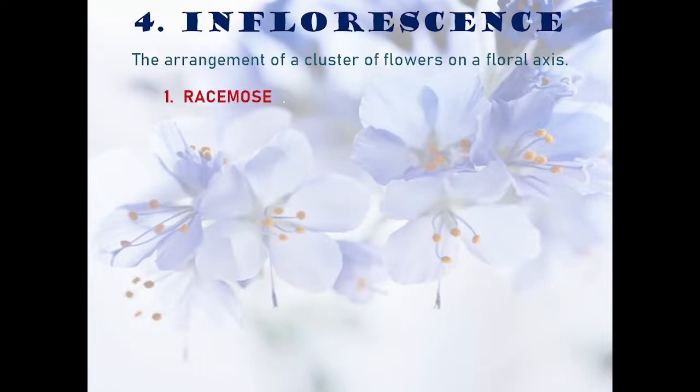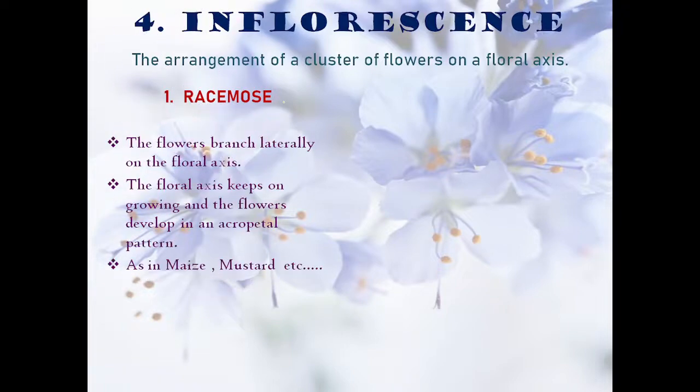It is also mainly of two types, with further subdivisions. The first one is racemose. In racemose you can see the flowers branch laterally on the floral axis, so they are lateral to the floral axis. The next thing is that the axis keeps on growing and the flowers develop in an acropetal manner, as in maize, mustard, etc. Now, what does this mean? That the floral axis keeps on growing. Okay, understood.